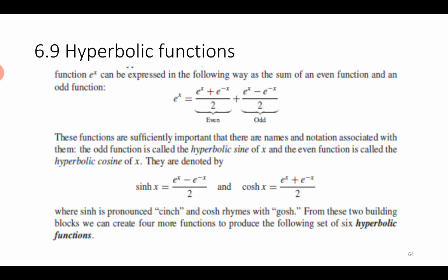In this section, we will study certain combinations of e raised to x, and e raised to negative x. We call them hyperbolic functions. These functions, which arise in various engineering applications, have many properties in common with the trigonometric functions. The similarity is somewhat surprising, since there is little on the surface to suggest that there should be any relationship between exponential and trigonometric functions.